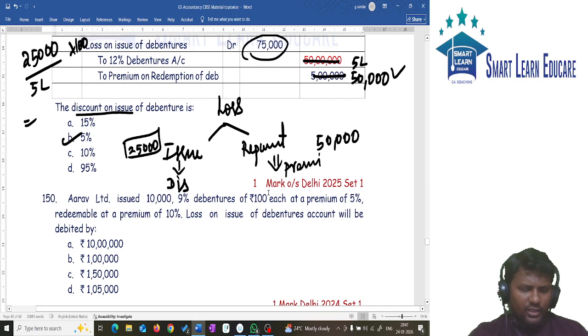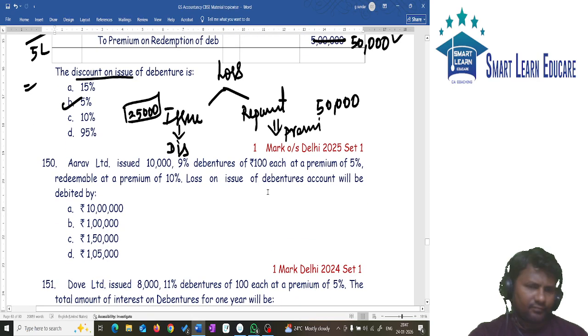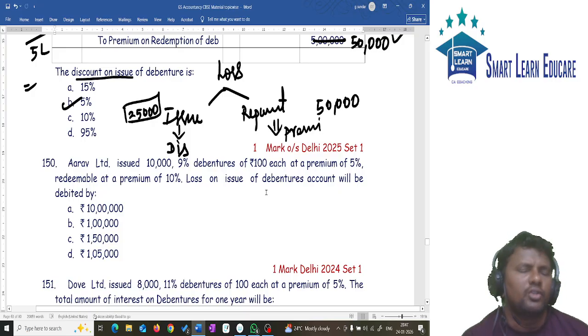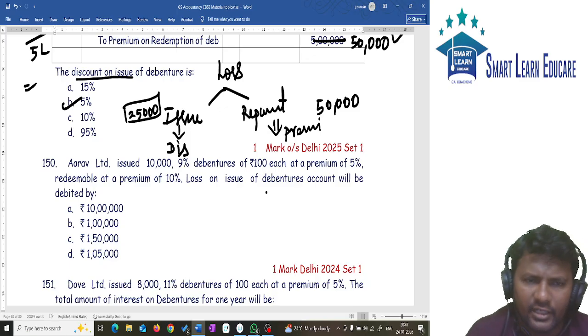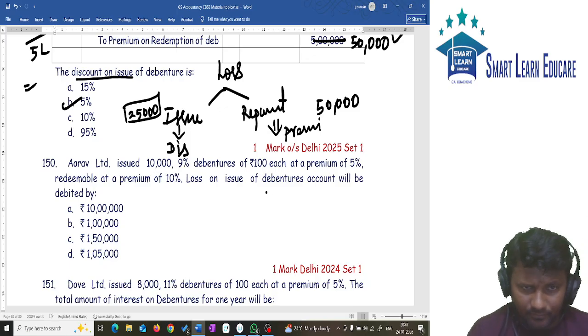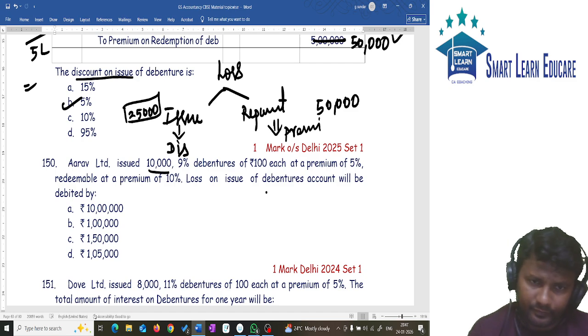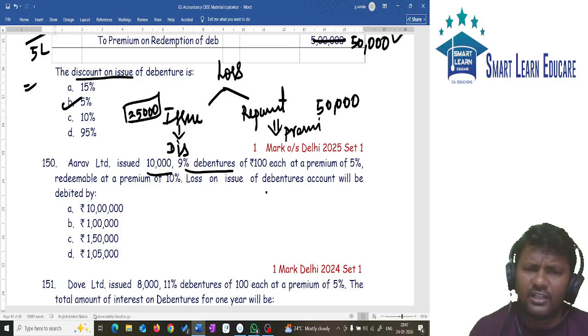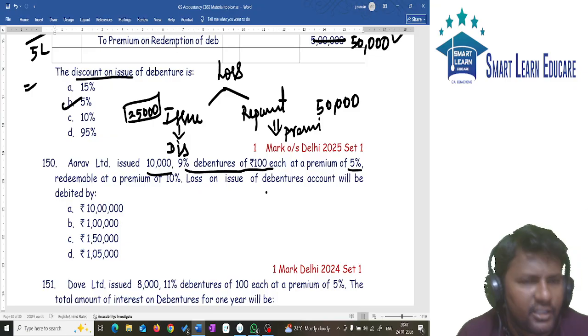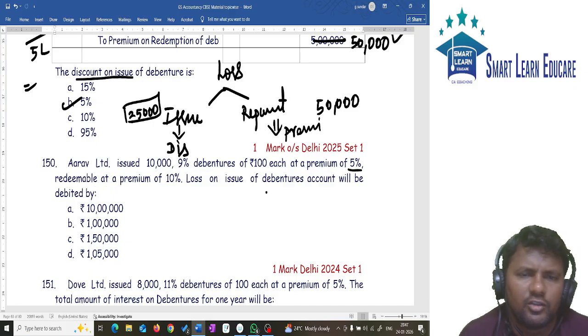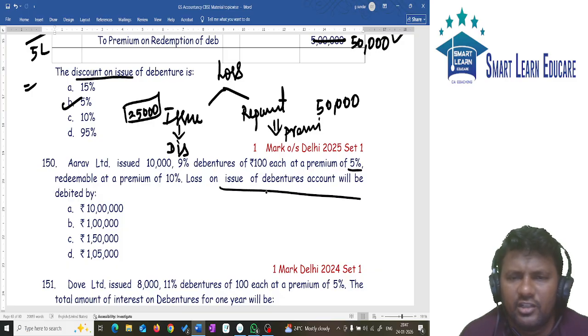Proceeding further, question number 150. A Limited issued 10,000 9% debentures of rupees 100 each at a premium of 5%. Debentures are redeemable at a premium of 10%. There is a premium on issue, and also a premium on repayment. What is the loss on issue of debenture?